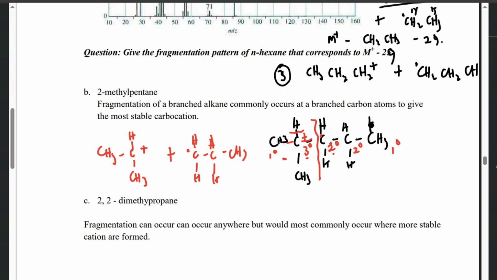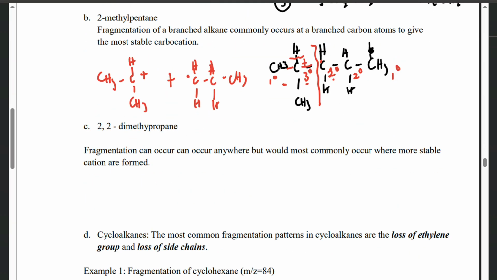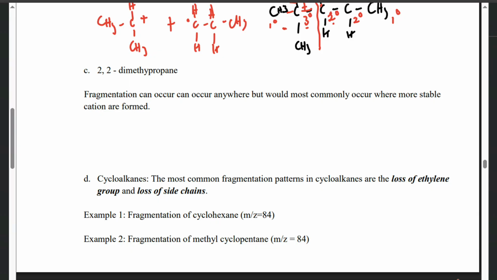So right, let's look at this other example: fragmentation of 2,2-dimethylpropane. So 1, 2, 3. Propane, right? CH3.